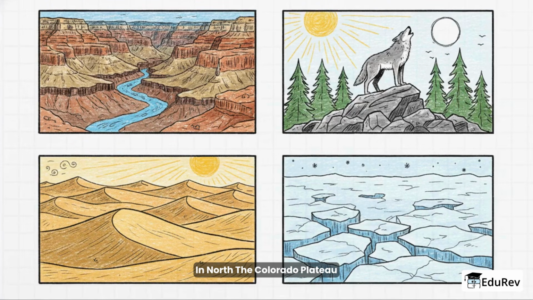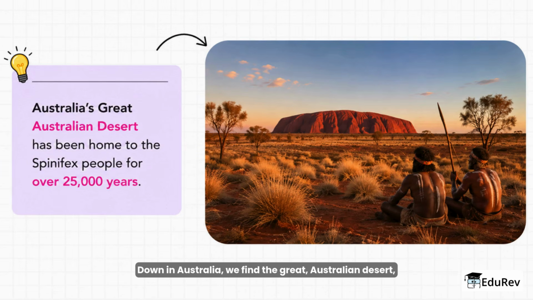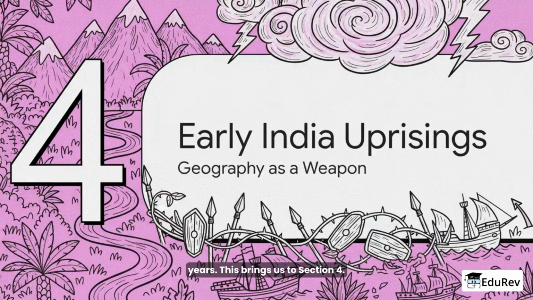In North America, the Colorado Plateau gives us the stunning Grand Canyon, while the Rocky Mountains show us just how delicate nature really is. In Yellowstone, ecologists famously reintroduced wolves in 1995. That single move magically balanced out the overgrazing elk population and completely restored the entire ecosystem. Down in Australia, we find the Great Australian Desert, which has been home to the Spinifex people for over 25,000 years.